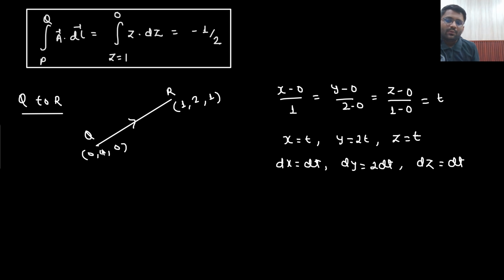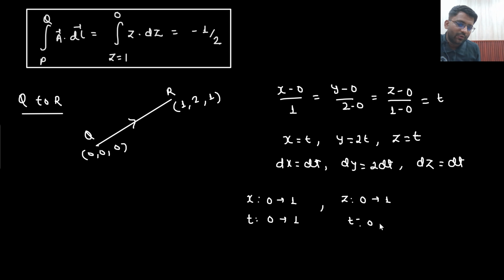Right? Now I know that, sir, x is going from 0 to 1. X equals t only, so t will go from 0 to 1 only. You can check from anyone. You can see that z is also equal to t. Z is also going from 0 to 1 only. So t will go from 0 to 1 only. Everywhere the answer would come out to be 0 to 1 only.